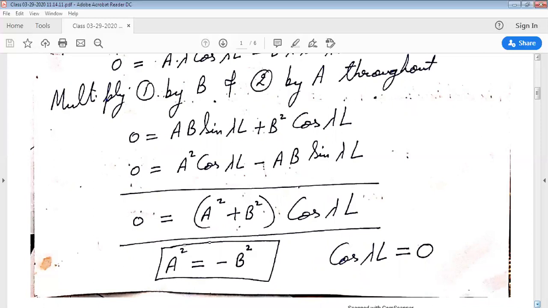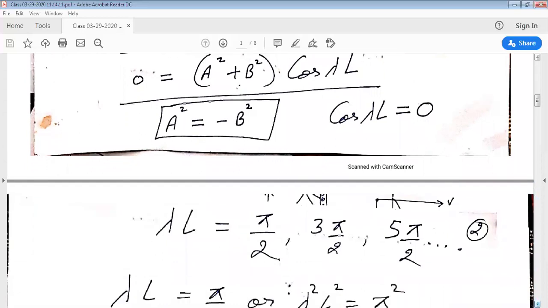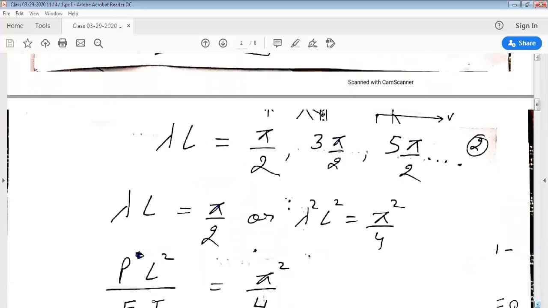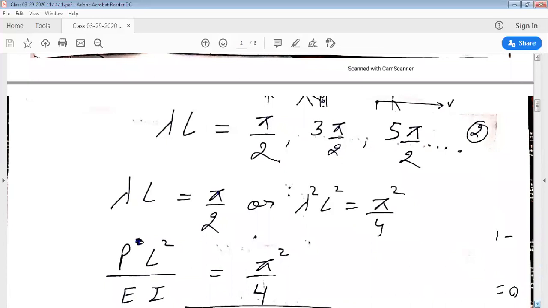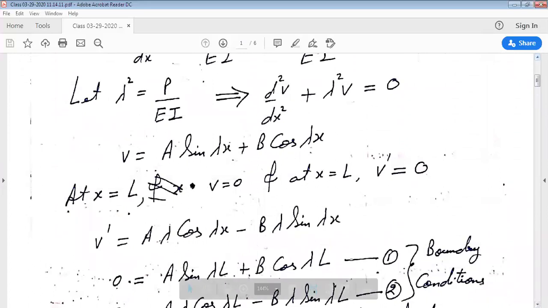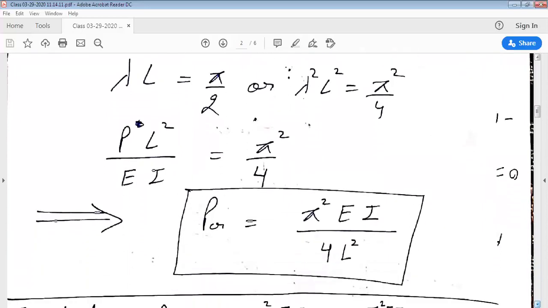So this expression, cos lambda L equal to 0, means that lambda L has to be equal to pi by 2 or 3 pi by 2 or 5 pi by 2, like that. We are interested in the lowest value of the critical load. So we will take lambda L equal to pi by 2. This gives us lambda square L square equal to pi square by 4, and substituting the value of lambda, please see lambda we had defined as lambda square equal to P by EI. So we have P critical equal to pi square EI divided by 4 L square.